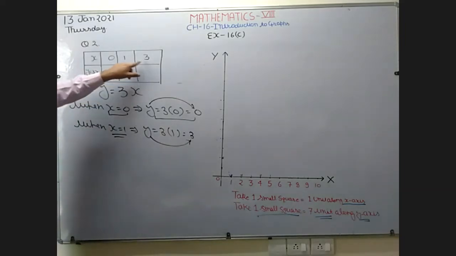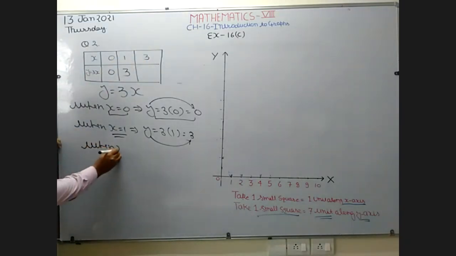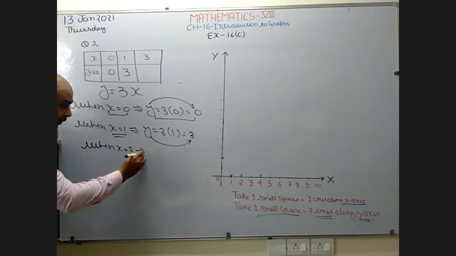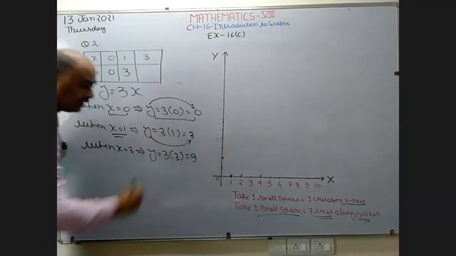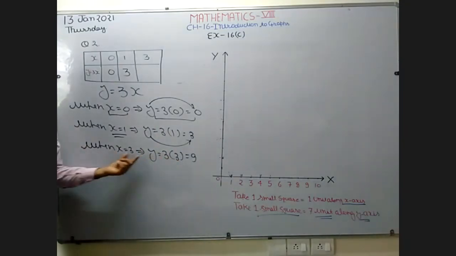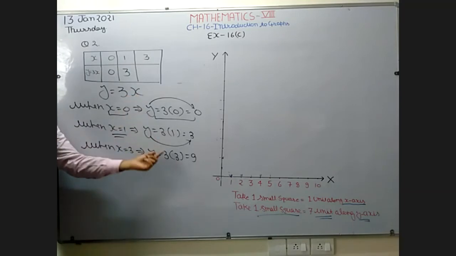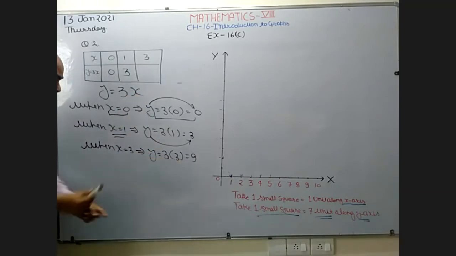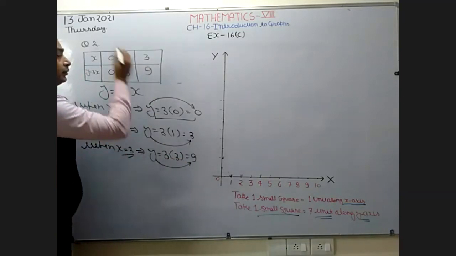Now next you want to find the value of y when x is 3. So write here, when x equal to 3, this implies y equal to 3 into 3. 3 into 3 is 9. Why do I take 3? Because it is given, the value of x is 3. So instead of x, you write 3. So 3 3s are 9. It means when x equal to 3, the value of y becomes 9. So write here 9.